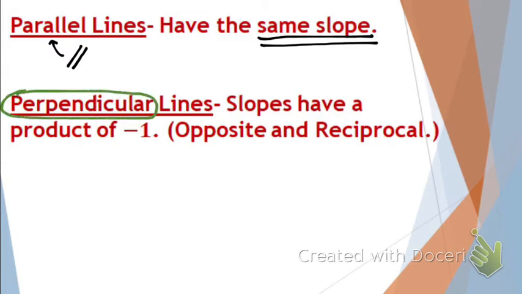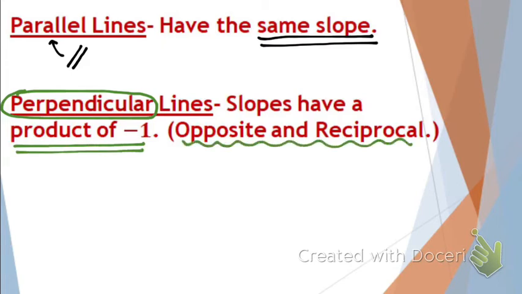Perpendicular, the slopes have a product of -1, which is just another way of saying opposite and reciprocal. So, for example, if I had 2/5 and -5/2, those would be opposite reciprocals of each other. And if I multiply them together, I get a product of -1.